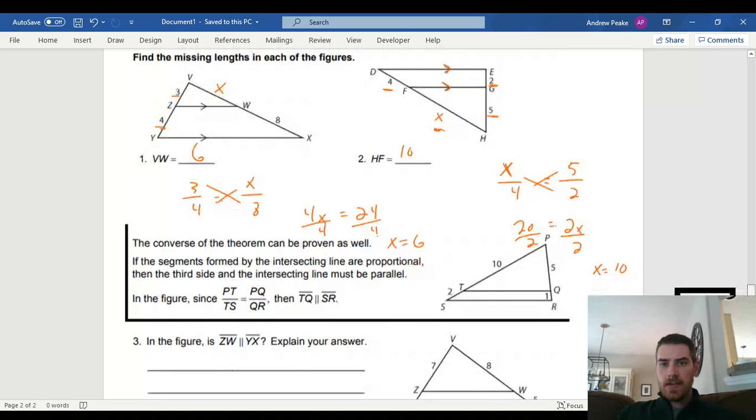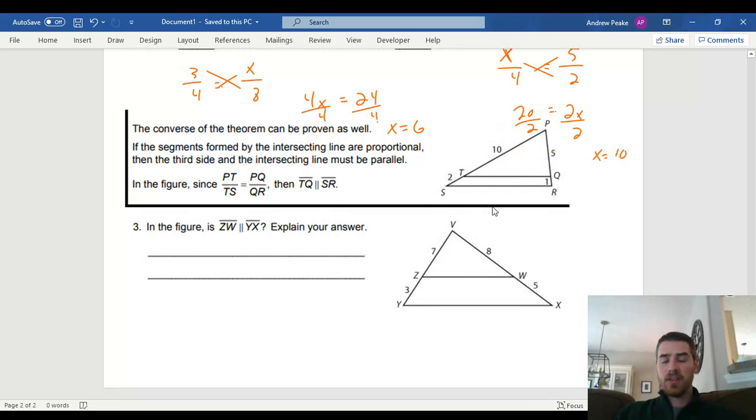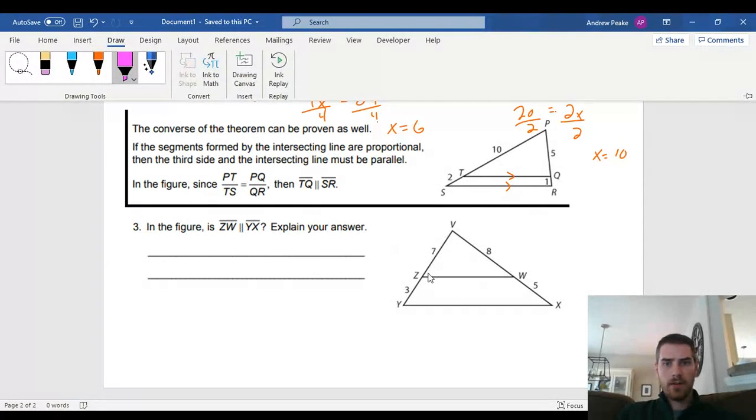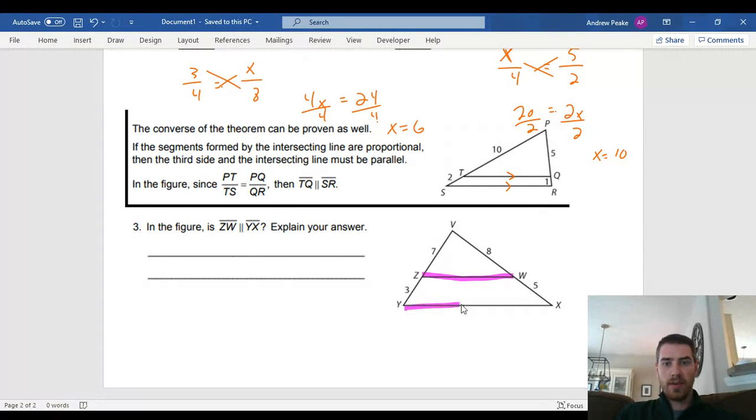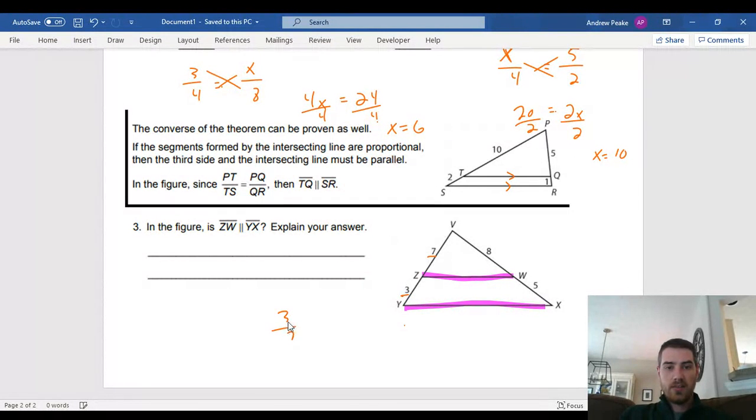All right, and then looking the other way, this is talking about that converse I was mentioning. If you have the four side lengths and you want to prove whether these two lines are parallel, we can prove this if we have two ratios that are proportional to one another. In this case, is ZW parallel to YX? Now it looks like it is, but let's make sure when we find the proportions here, because it might not be drawn to scale. So I'll say, in this case, 3/7 has to be equal to 5/8.